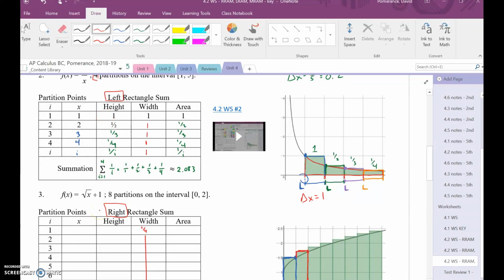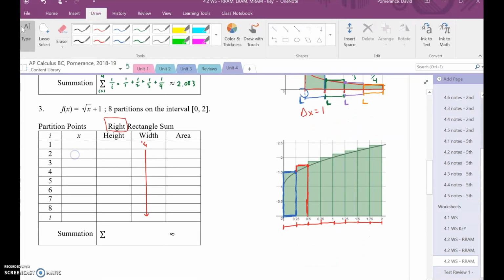So I encourage you to think about what the difference between these two functions is, where the left on one of them gives you the overestimate, and the right gives you the overestimate on the other.